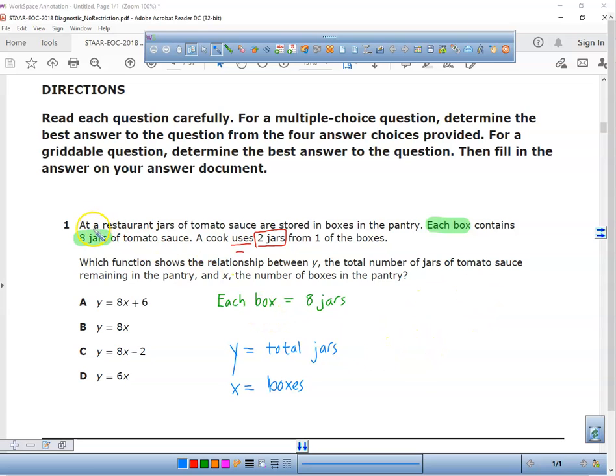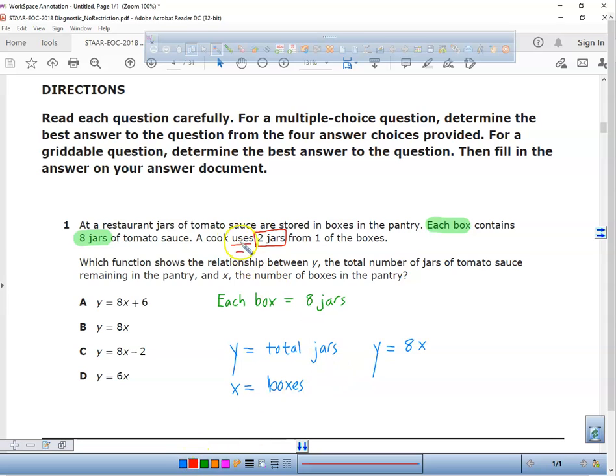Right now, if you read through this, it says we got a restaurant. Each box contains 8 jars. That's why I put each box equals 8 jars. It says Y equals the total jars. X equals the number of boxes. All right, so we're going to make a little equation here. Y equals 8 times the number of boxes, but I'm not going to use the word boxes. What letter represents boxes? X, put 8x.